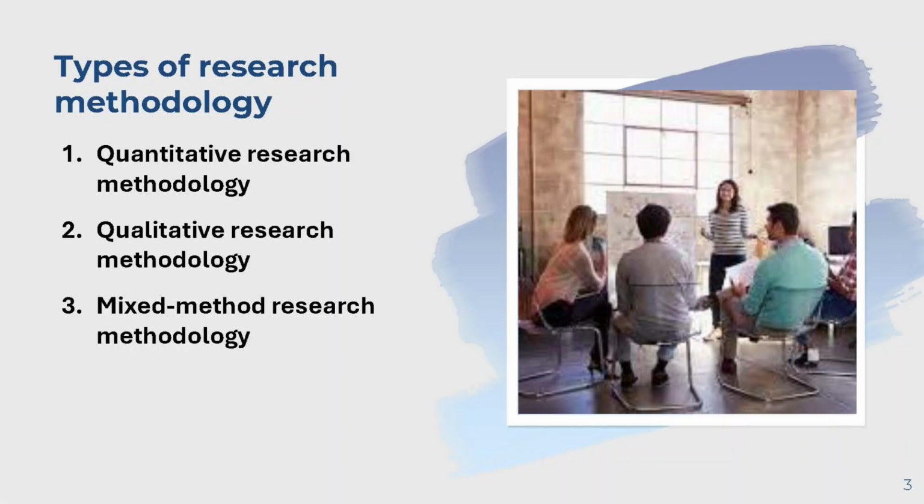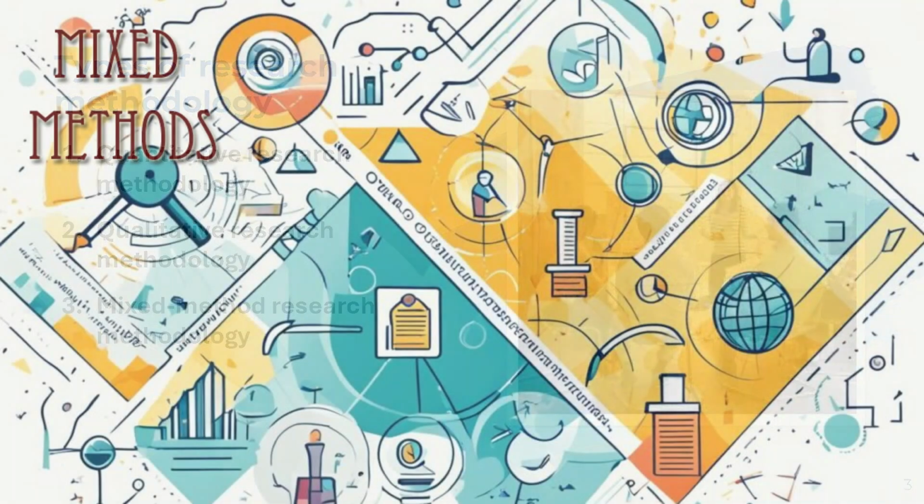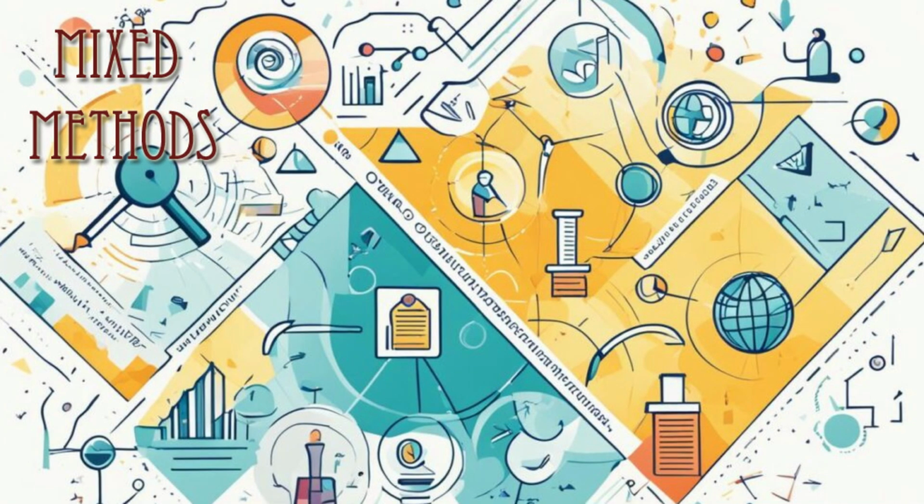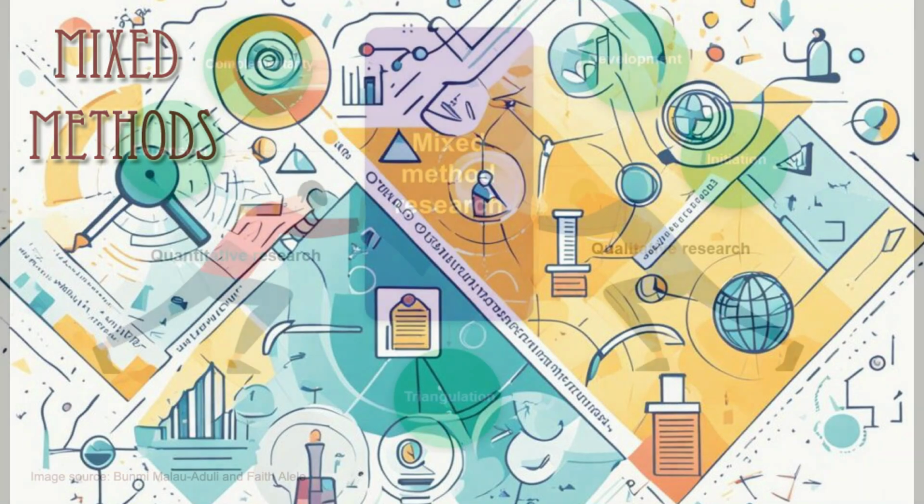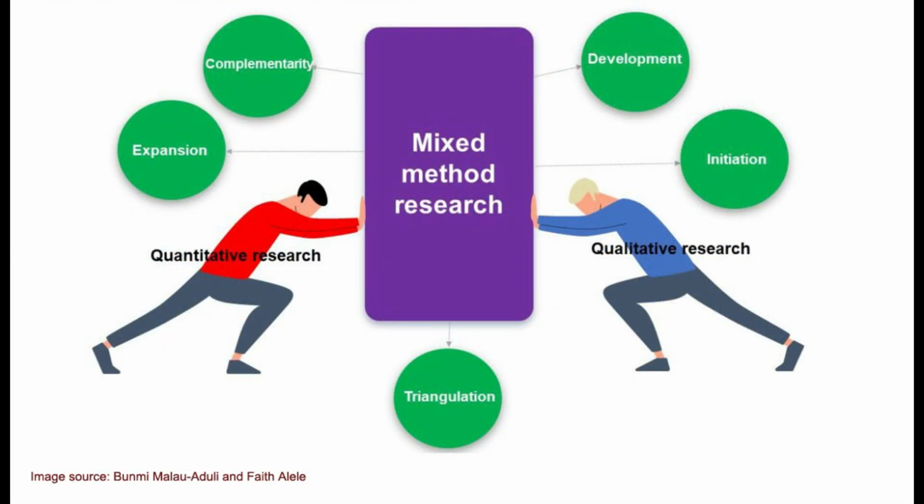The last type is called mixed methods research. This uses the characteristics of both quantitative and qualitative research methodologies in the same study. This method allows researchers to validate their findings, verify if the results observed using both methods are complementary, and explain any unexpected results obtained from one method by using the other method.